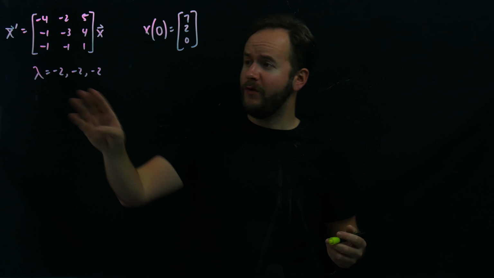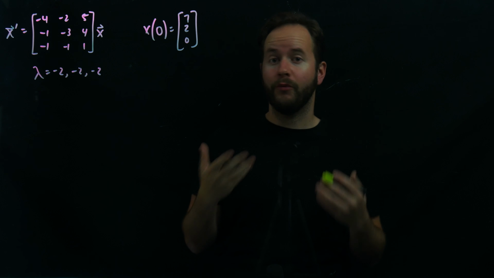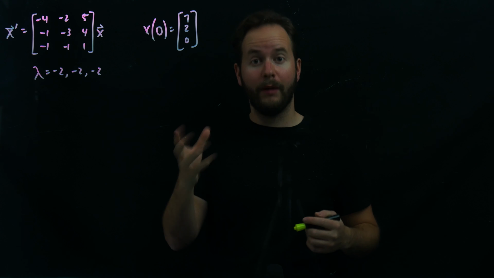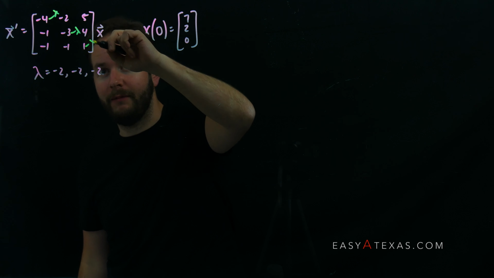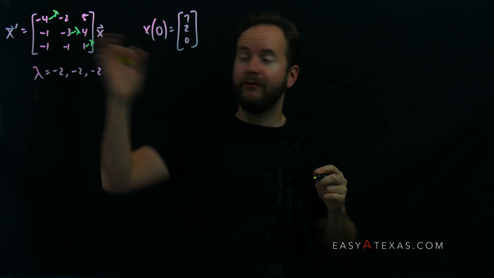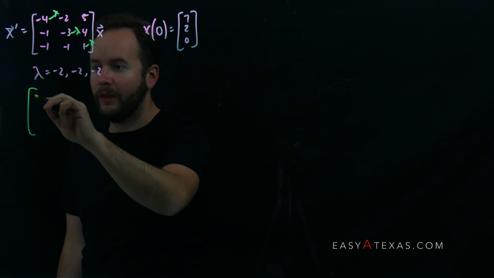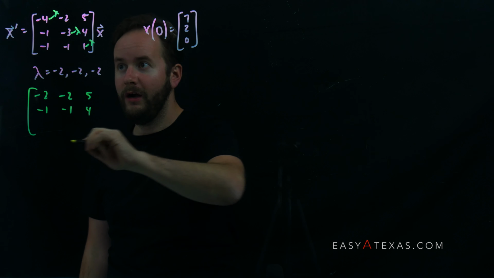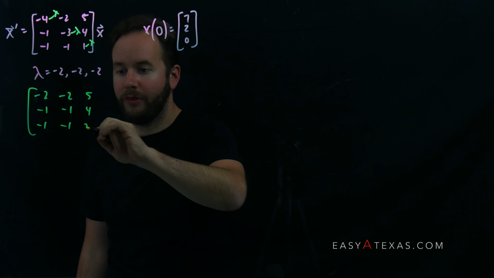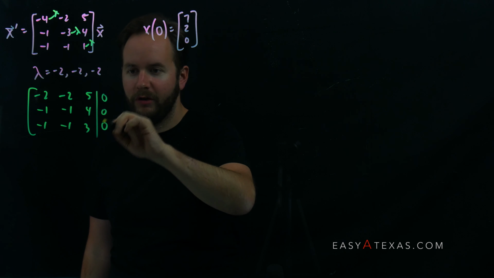Here I have the eigenvalue -2 repeated 3 times, so I need to find 3 eigenvectors that correspond to -2. What I'm going to do is plug -2 into the lambda subtracted matrix. I'm going to put that minus lambda here, here, and here. And when I plug in -2 to this lambda subtracted matrix, I get -2, -2, 5, -1, -1, 4, and -1, -1, 3. I'm going to augment this with a column of zeros and row reduce.